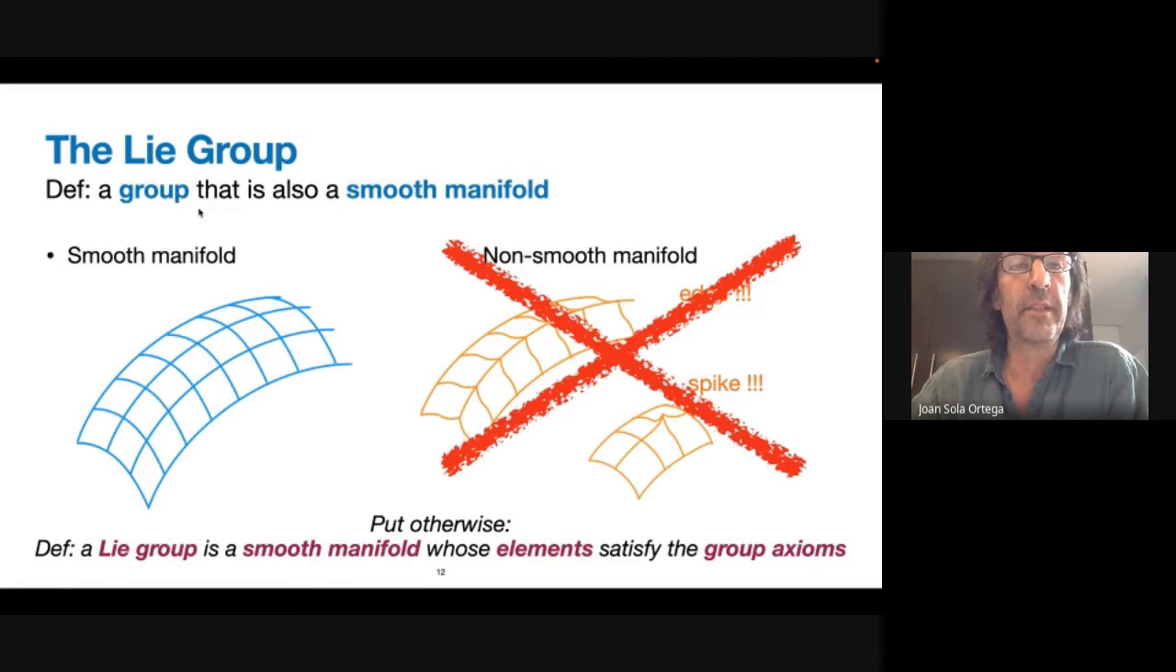So a Lie group is a group that is also a smooth manifold, or you can define it otherwise. A Lie group is a smooth manifold whose elements satisfy the group axioms. Same things, these two definitions have prevailed in the history of this theory. At the beginning, the definition was rather this one: a Lie group is a group that is also a manifold. And lately, I don't know why, people started to define it otherwise: a Lie group is a smooth manifold whose elements satisfy the group axioms. The same thing. Okay. So now we know what a Lie group is.